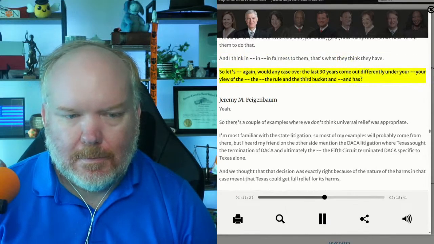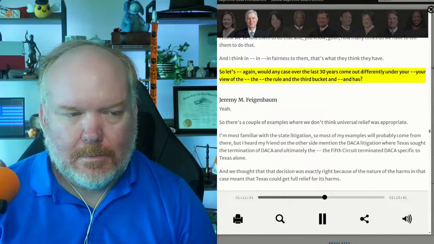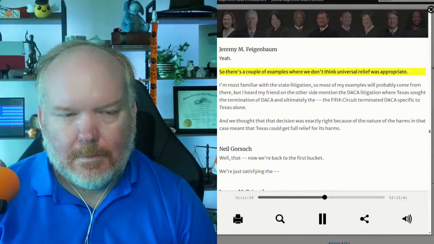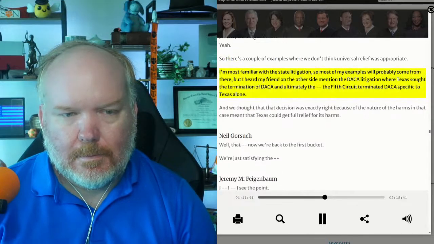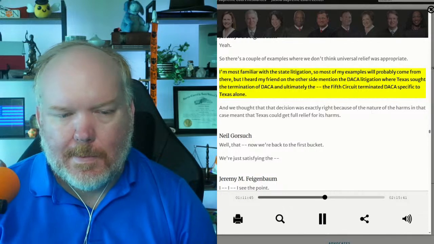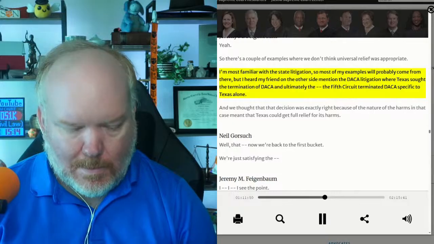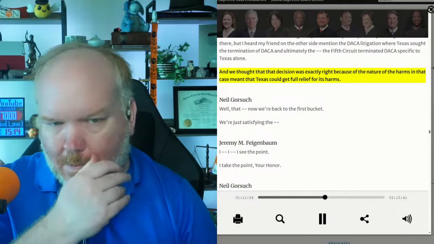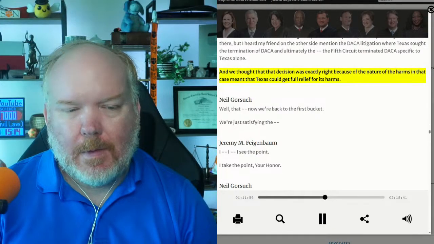So let's, again, would any case over the last 30 years come out differently under your view of the rule in the third bucket than has? Yeah, so there's a couple of examples where we don't think universal relief was appropriate. I'm most familiar with the state litigation, so most of my examples will probably come from there. But I heard my friend on the other side mention the DACA litigation, where Texas sought the termination of DACA, and ultimately the Fifth Circuit terminated DACA specific to Texas alone. And we thought that decision was exactly right because of the nature of the harms in that case meant that Texas could get full relief for its harms.